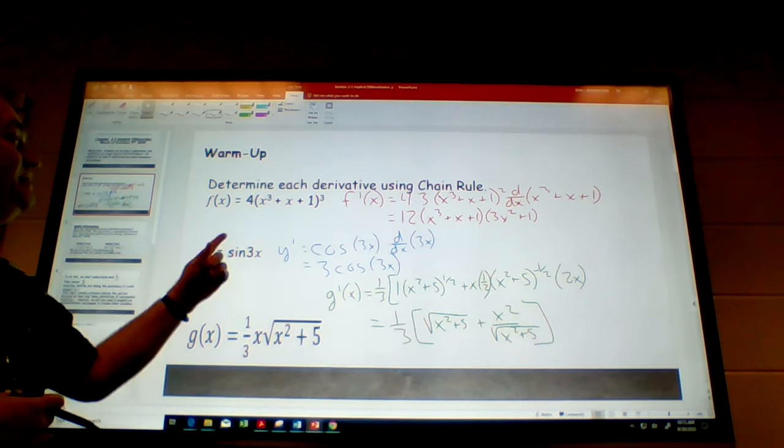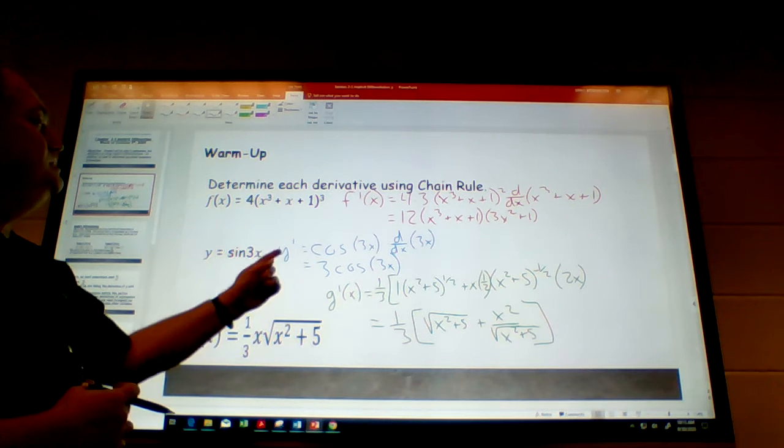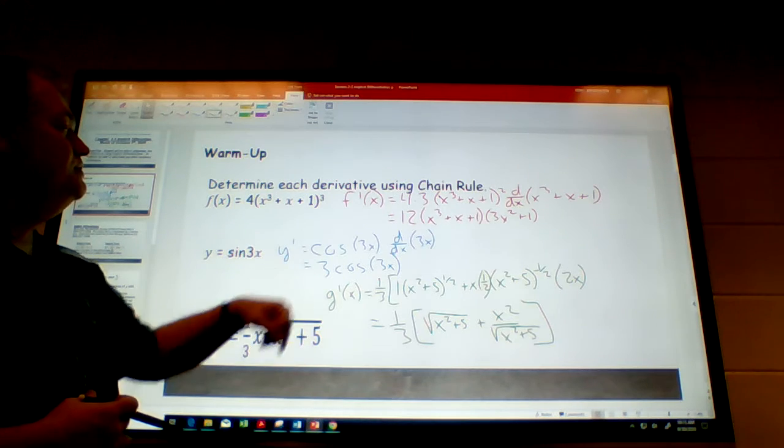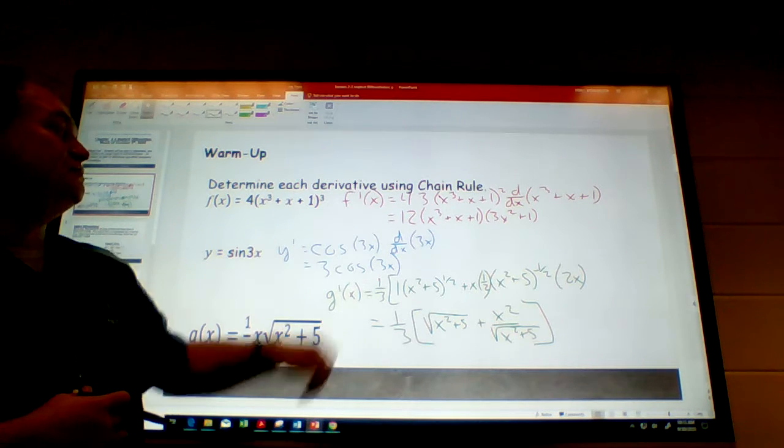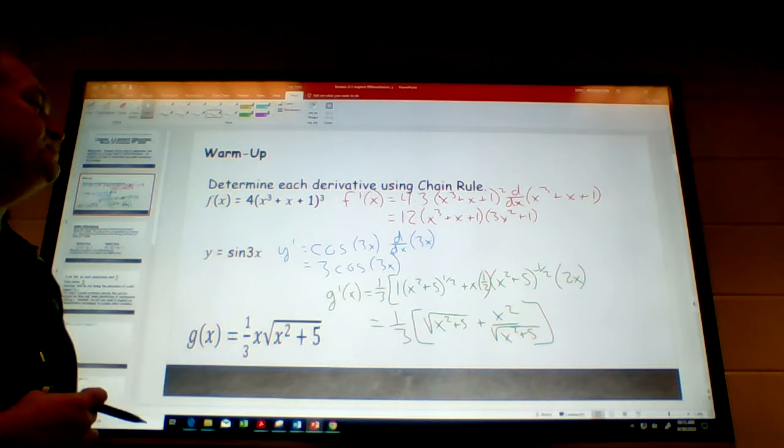All right, now same thing with sine of 3x. So derivative of sine is cosine 3x times the derivative of 3x, which is just simply the 3.